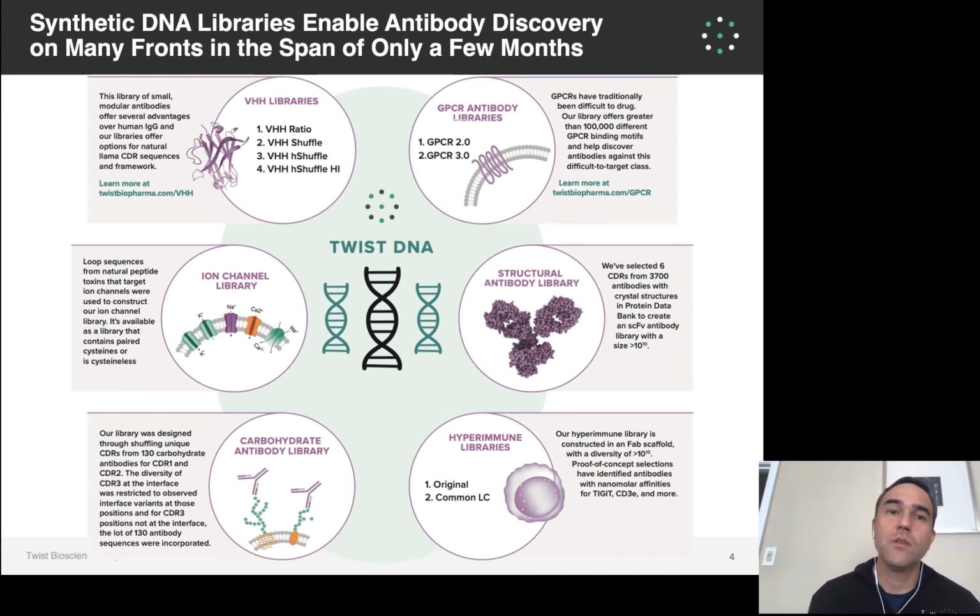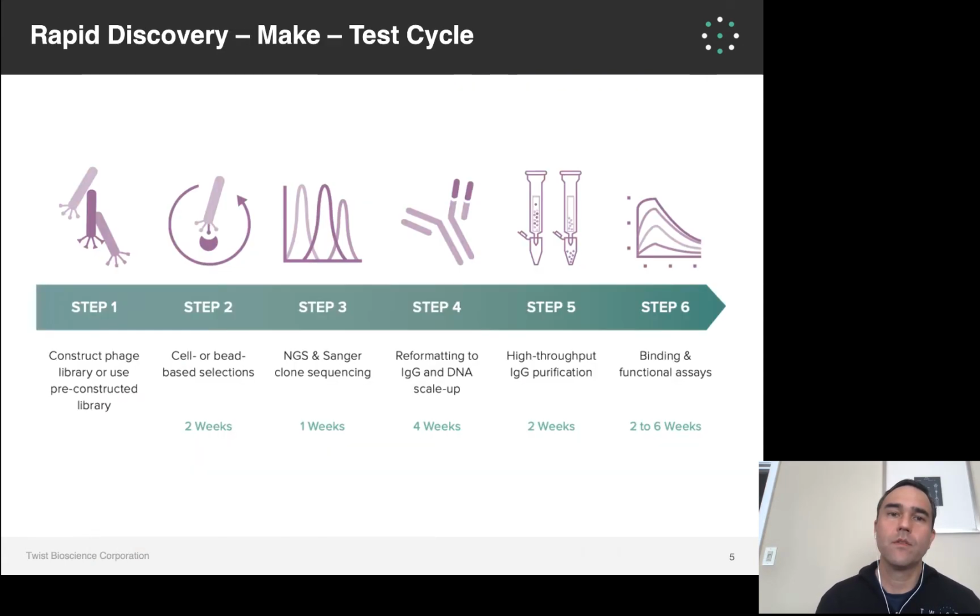We have a whole suite of different VHH libraries shown on the top left. We also have a library that we call the structural antibody library, which is an scFv phage display library derived from all known antibodies that have ever been crystallized. And then again, we've also focused on difficult to drug targets, and we have a whole suite of different libraries directed against GPCRs, ion channels, and even carbohydrates.